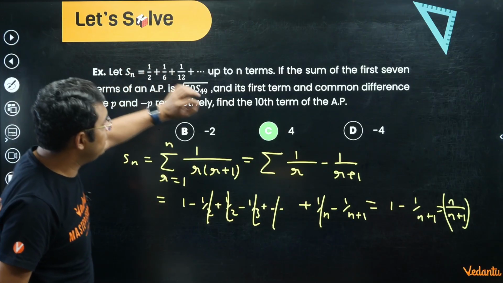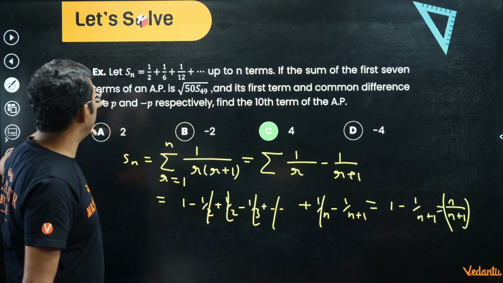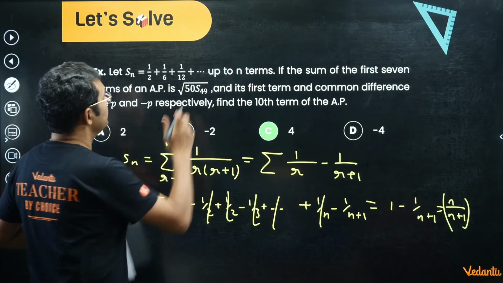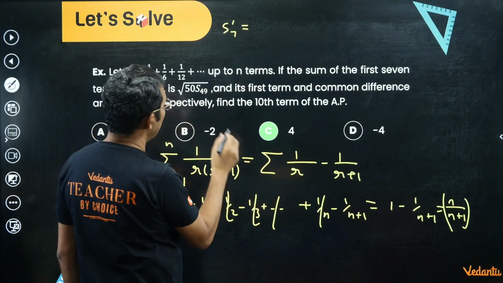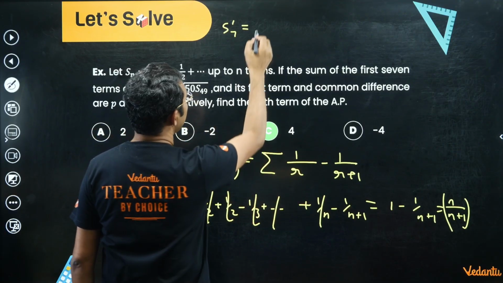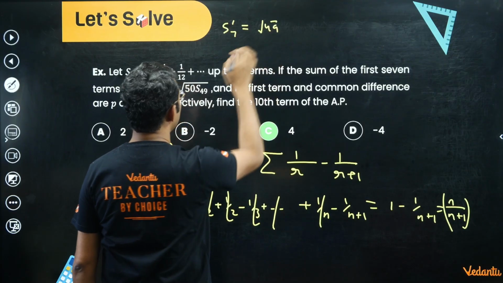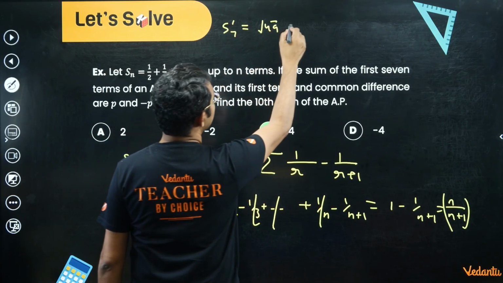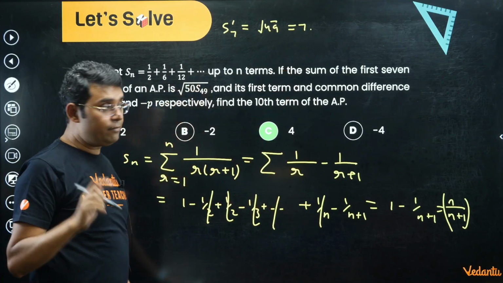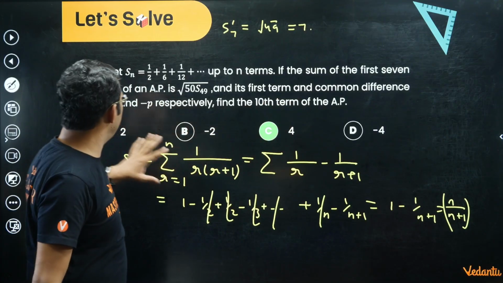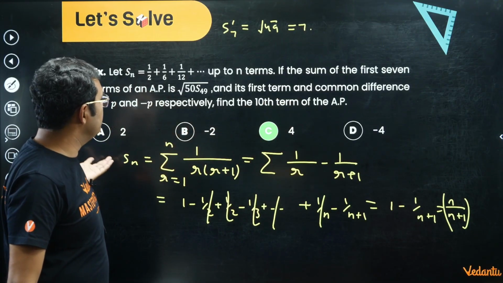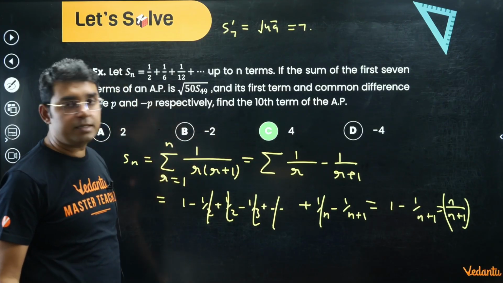Now, the next line is sum of first 7 terms of an AP is this thing. So S49 means it would be under root of 49, because 50 will cancel 50. So this gives you 7. So sum of 7 terms of an AP is 7, and its first term and common difference is P and minus P respectively. Very easy. We have to find the 10th term of the AP.